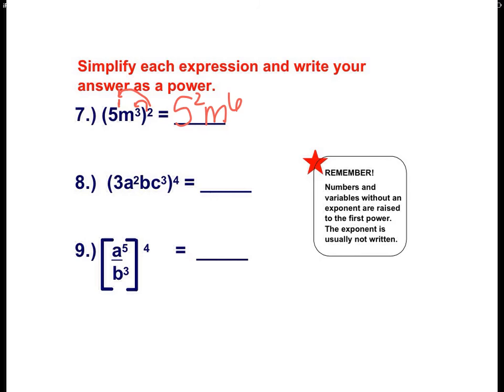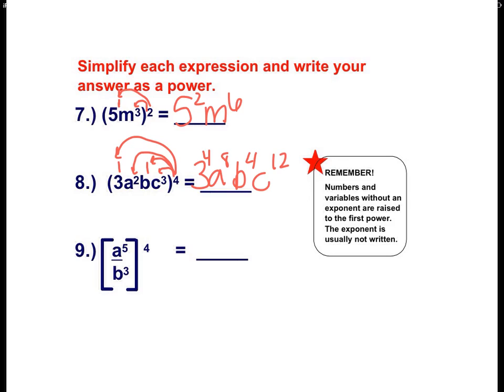Number 8, we have 3 to the 1st, a to the 2nd, b to the 1st, c to the 3rd. Let's distribute exponent to exponents. 1 times 4 is 4, giving us 3 to the 4th. Let's distribute again. 4 times 2 is 8, giving us a to the 8th power. 4 times 1 is 4, giving us b to the 4th. 4 times 3 is 12, giving us c to the 12th.